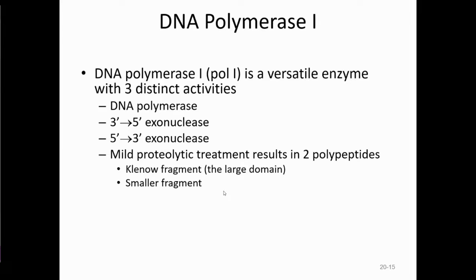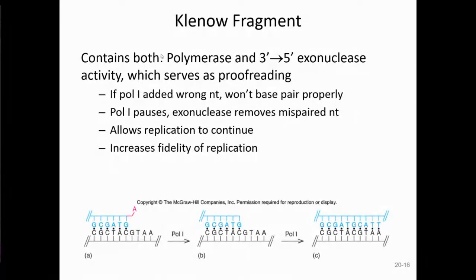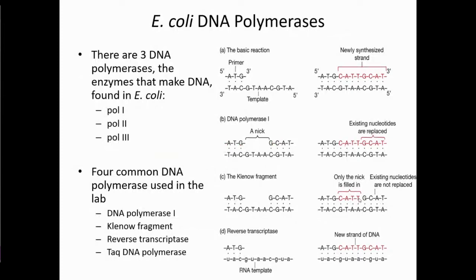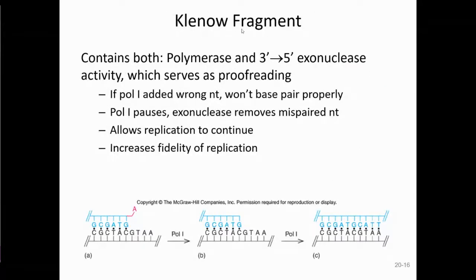Okay, so here's the detailed description of POL1: polymerase and exonuclease activity. When you digest POL1, you get two different polypeptides. One part is called Klenow. Klenow does not have the 5' to 3' activity, so you cannot replace the existing nucleotide. But Klenow has 3' to 5' activity, so it can check whether it incorporated the correct nucleotide. If it's the wrong one, it can remove it and put in the correct one. That's 3' to 5' exonuclease activity, so you can repair the mismatch. That's the Klenow fragment.